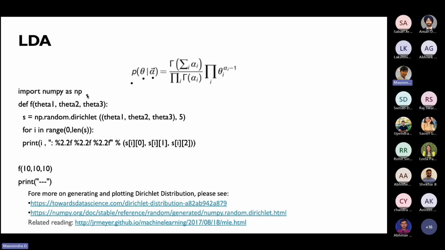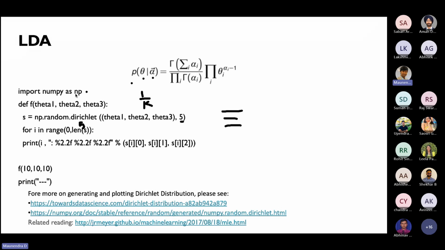Here we are assuming that we are trying to get a probability vector of size 3. So theta 1, theta 2, theta 3, and then this Dirichlet function is called with this, and 5 means we want 5 observations, so len s is equal to 5. If we print this, we'll be printing 5 different vectors, each of which is a probability. Now typically what people do is set theta 1, theta 2, theta 3, everything to 1 by k, which means each field in the probability vector is equally important, which means each topic is equally important.